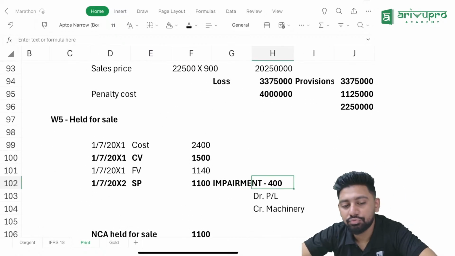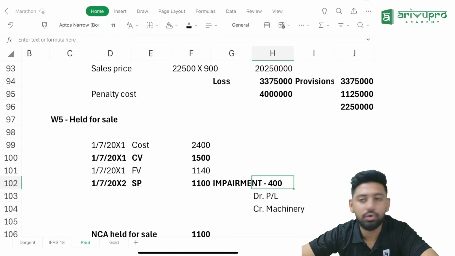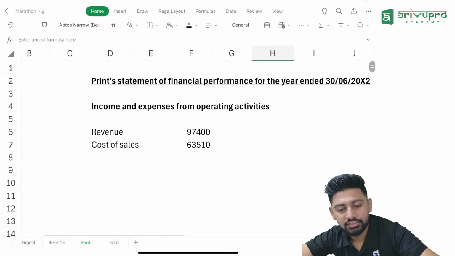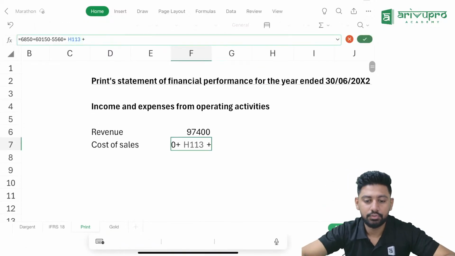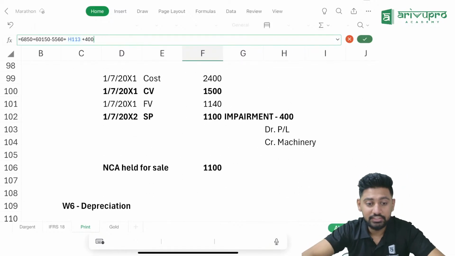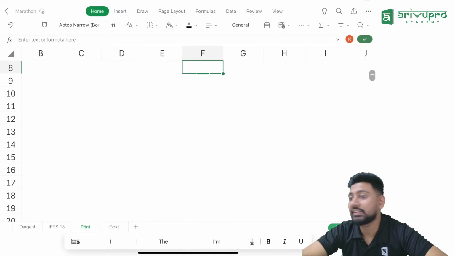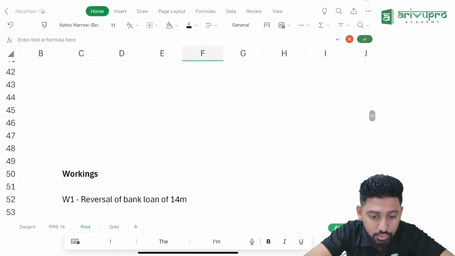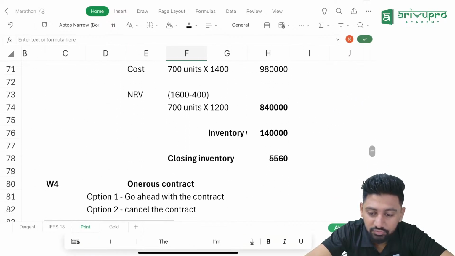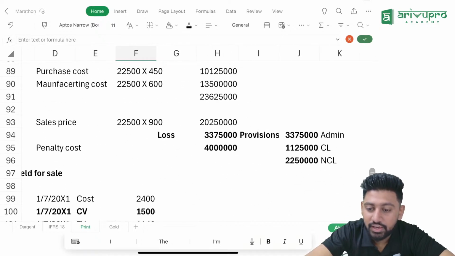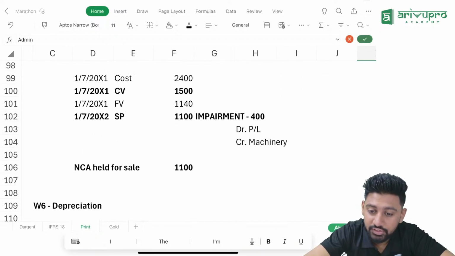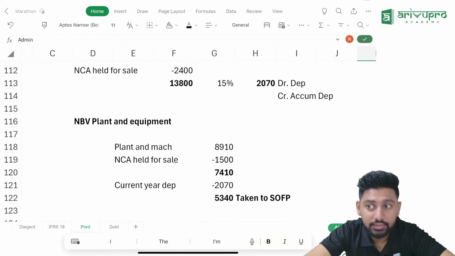We have an impairment of 400 also. So we can directly take on our assets impairment, which is 400. Now, the most important thing is for you to go check these entirely so that we don't miss anything. In the exam, you have to make sure you check entirely if you are missing anything. Finance cost is out, inventory valuation is done. Onerous contract, I have a provision, but I'm going to take it to admin because they clearly tell me. Held for sale done, impairment, depreciation done, nothing to worry.